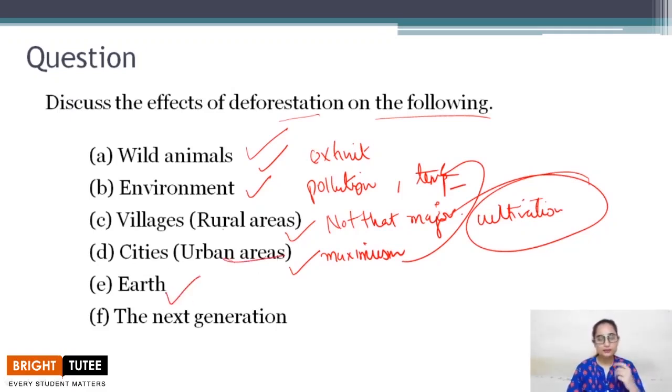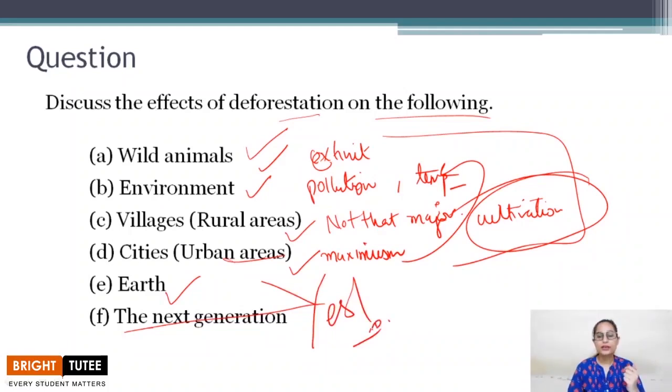The earth, yes, definitely. All these effects are happening to the earth only. Then the next generation. Yes, we are reducing the natural resources present for the next generation. We are using all the resources. So yes, the next generation will definitely suffer very much due to all this, right?